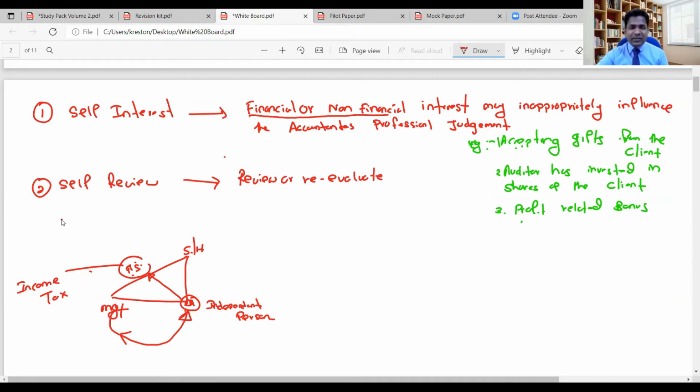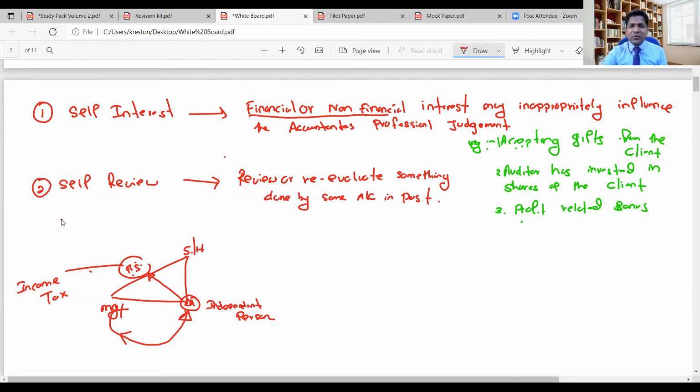Reevaluate something done by the same accountant in the past. Right? So reviewing or reevaluating something which is done by yourself, that is a self-review threat. We call it self-review, self-reviewing threat.